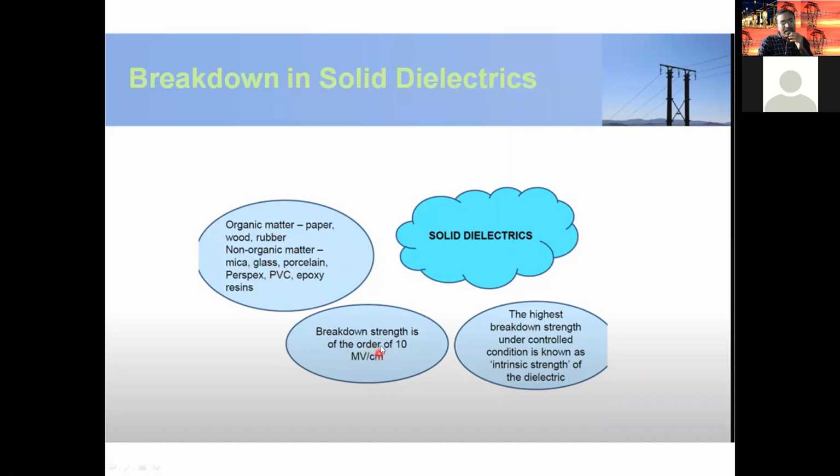Generally, the breakdown strength of this type of insulator is 10 megavolts per centimeter. In general, it is not fixed. This is the breakdown strength of solid type insulating materials. And the highest breakdown strength under controlled conditions is known as the intrinsic strength of dielectric breakdown. This is the concept of breakdown of insulating materials; we will discuss it later.